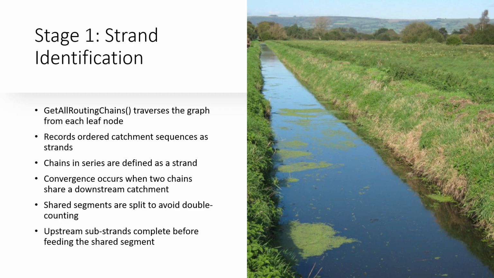The upstream substrands that feed into it are processed first, and once those calculations are complete, their outlet results, specifically the combined volume, the combined total nitrogen load, and the combined total phosphorus load, are injected into the downstream strand as inputs. This dependency ordering is critical. By ensuring the upstream substrands finish before the shared segment begins, the model maintains accuracy without ever recomputing the same catchment twice. It is a clean and efficient way to respect the branching structure of a real-world drainage network.